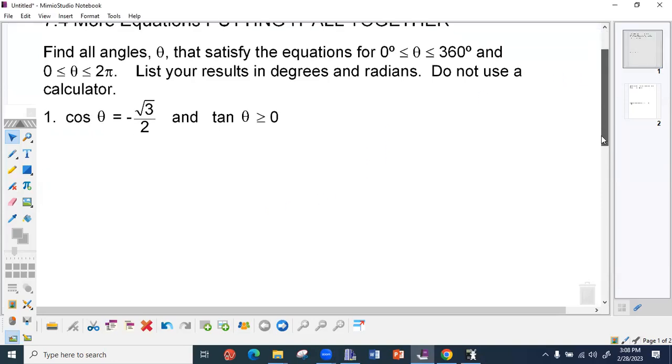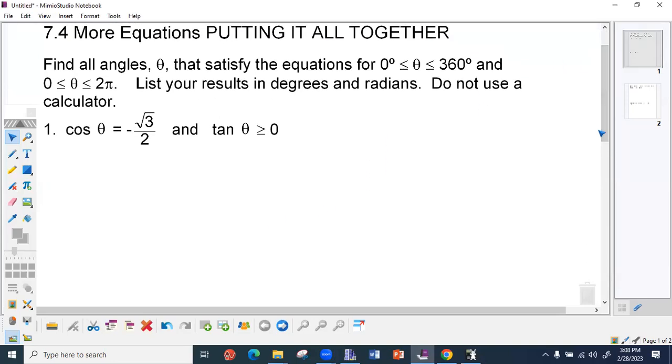All right. Putting it all together. So when I say we're putting it all together, we're going to use all of our brain knowledge of unit circles, just how the trig ratios relate to each other. So it's a free-for-all a little bit.